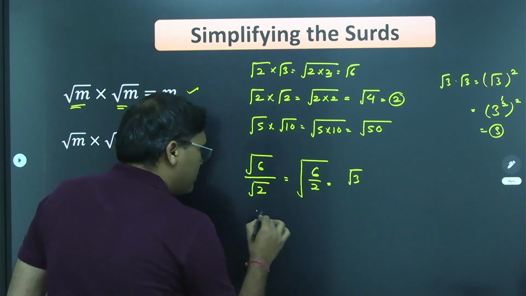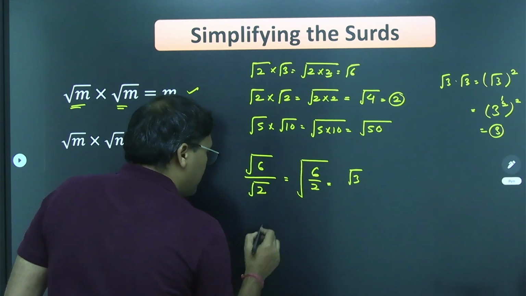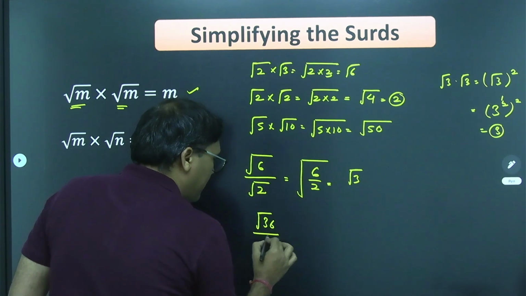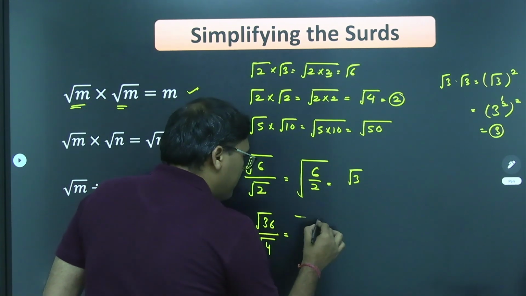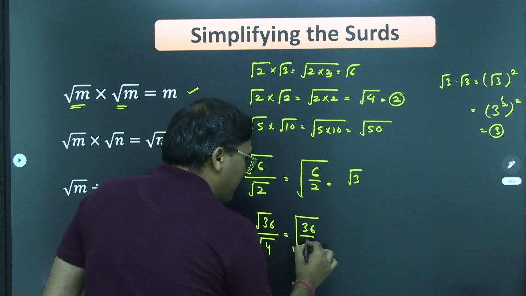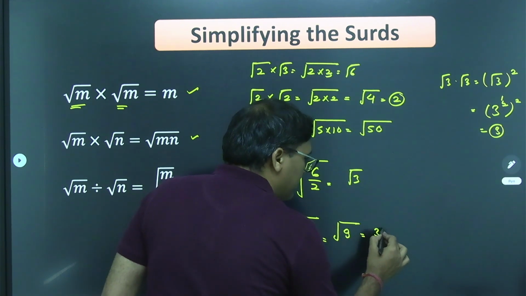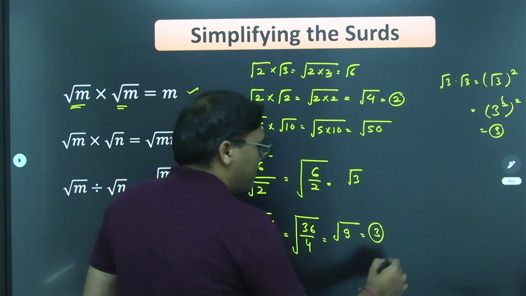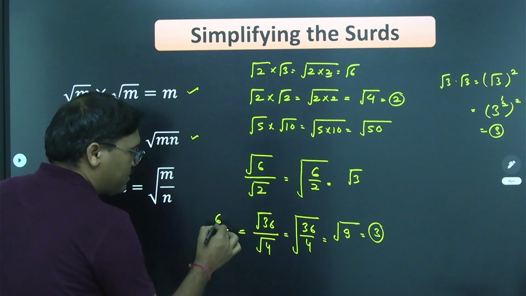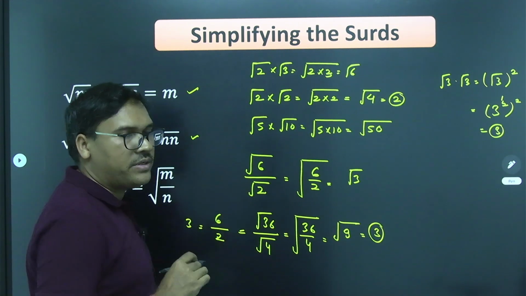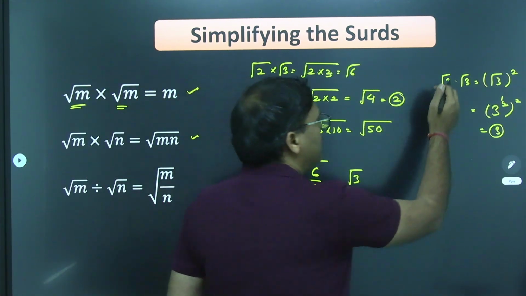If you have, let's say, square root of 36 divided by square root of 4, one way you can write this is square root of 36 divided by 4. What is 36 by 4? This is equal to 9. So this is equal to 3. Otherwise, what you can say is, what is square root of 36? This is equal to 6. And what is the square root of 4? This is equal to 2. And this 6 and 2 cancels. This will become 3. So there are different ways to do the calculations. Always remember these points here.